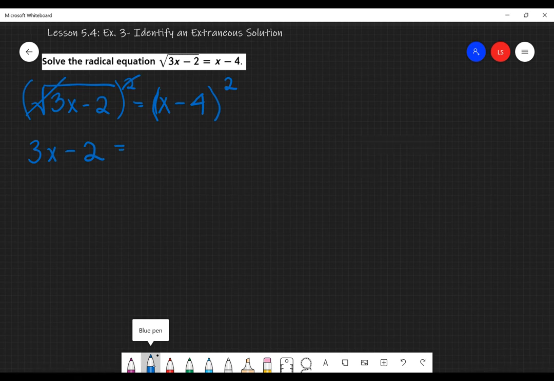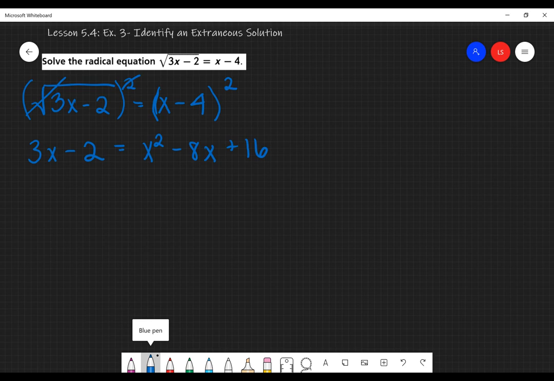On the right side of our parentheses, we're going to have to multiply out that binomial. And once we do that, we're going to get x squared minus 8x plus 16. We have been multiplying binomials for quite a while now. This should be a skill that you recognize and are able to do. So now we've got 3x minus 2 equals x squared minus 8x plus 16.